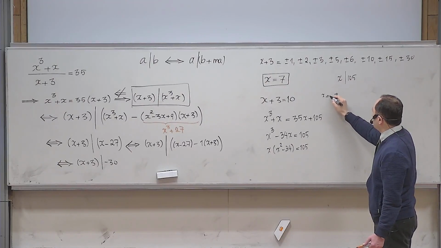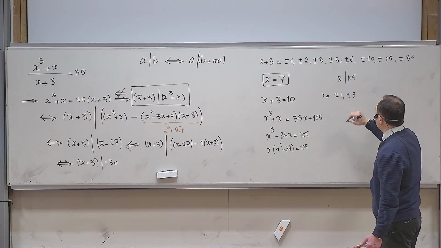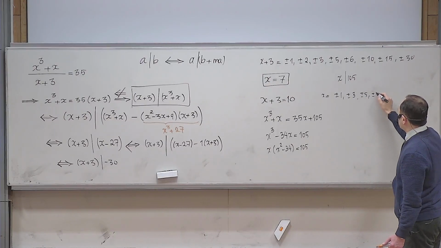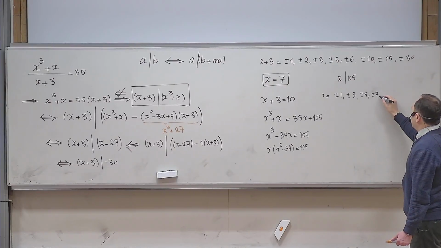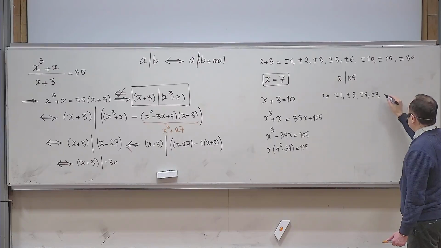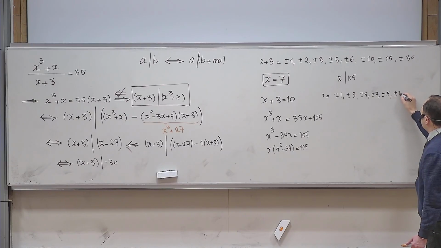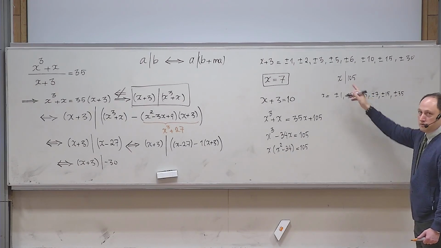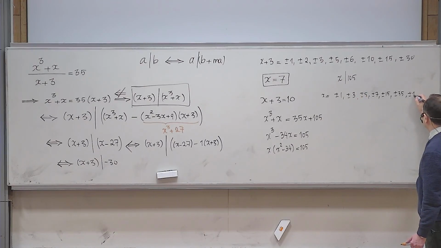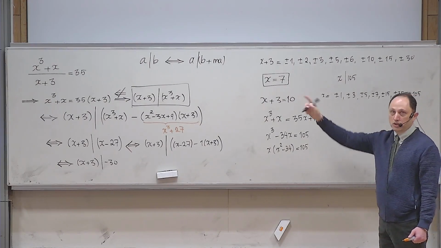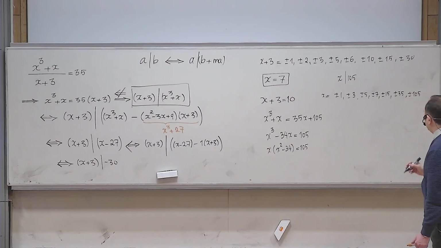So x should be plus or minus 1, plus or minus 3, plus or minus 5, plus or minus 7, and then I have plus or minus 15, and I have also plus or minus 35. I'm writing all integer factors of 105, and finally plus or minus 105. First of all, the numbers are a little bit bigger than those numbers, so checking them back into the original equation might be a little bit harder. But the number of terms that I have to check is also not reduced.